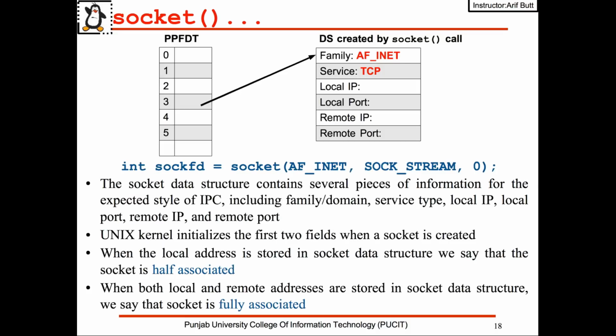Dear students, once the socket call is a success, you get a file descriptor which points to a socket data structure, and this socket data structure contains several pieces of information. Some important ones are shown over here. The family and the service are populated after the socket call, and we have the local IP and local port, and the remote IP and the remote port. Remember, dear students, when the local address is stored in this data structure, we say that the socket is half associated. And when both the local as well as the remote addresses are stored, we say that the socket is fully associated.